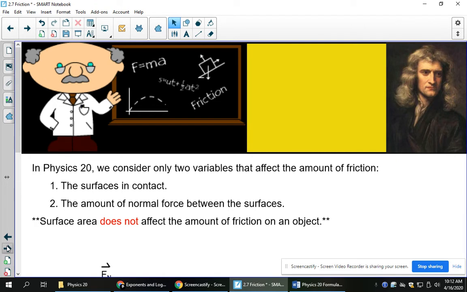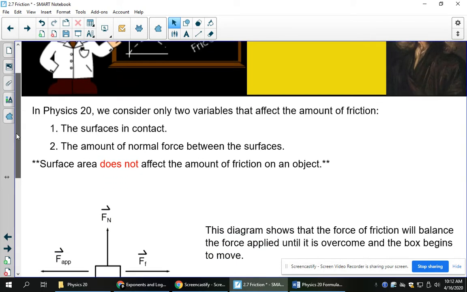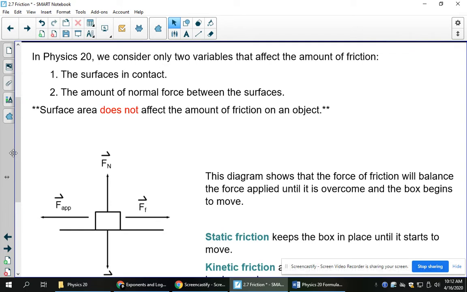For COVID, we are skipping anything on angled surfaces, but you can expand this to be done on sloped surfaces, kind of like you see up here in the notes, but we've skipped quite a few of these lessons. Now, one note is that surface area does not affect the amount of friction that is on an object. So even if your shoes are bigger, it's not going to cause more friction between your shoes and the ice.